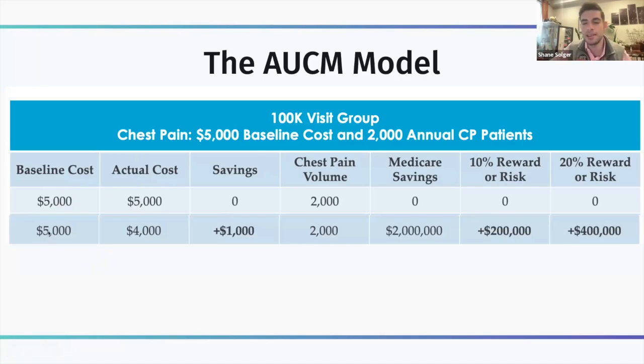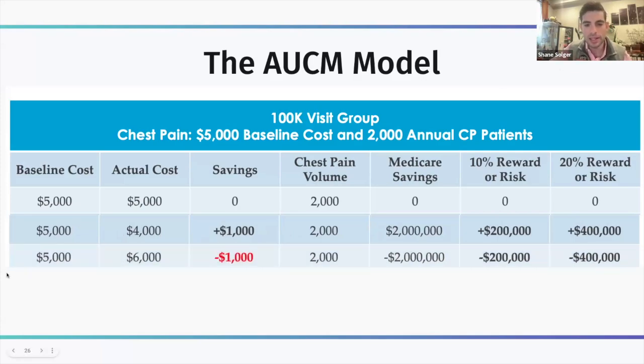So next we have a baseline of $5,000. And maybe in this scenario, you aren't admitting quite as many or you didn't have as many bounce backs. So the actual cost ended up being $4,000. And so that was a $1,000 saving per patient. And if you had 2,000 visits, then what you did was you saved about $2 million. And so if you opted into the 10% model, you'd make about $200,000. And if you opted into the 20% model, you'd make $400,000. And this is kind of the best scenario because you can also bill independently for all those other wraparound services like telehealth and complex care coordination.